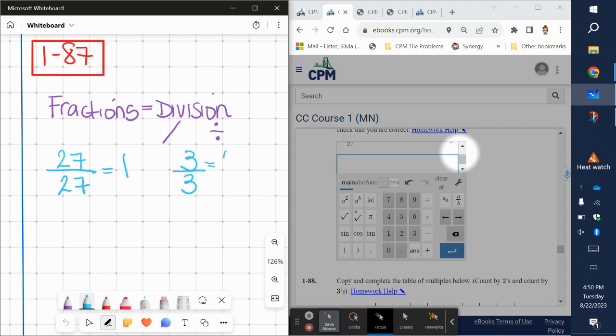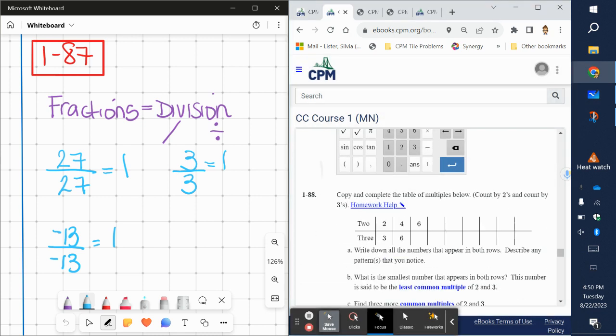That equals 1. And another number I like is, let's say 13. Let's do negative 13 even. If you know about negatives, it's just got to be the same number on the top and the bottom because anything divided by itself is 1. Perfect. Let's do 188.